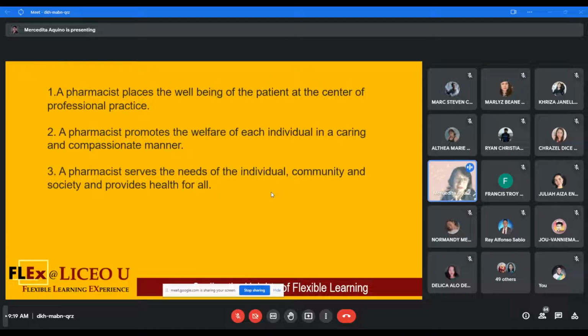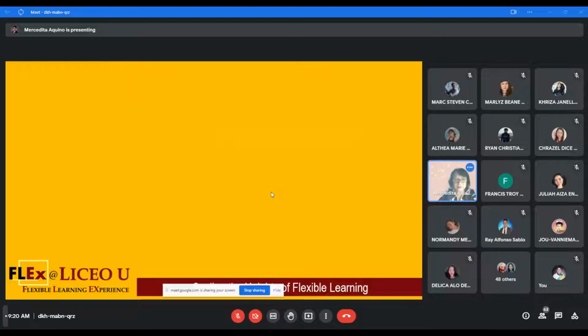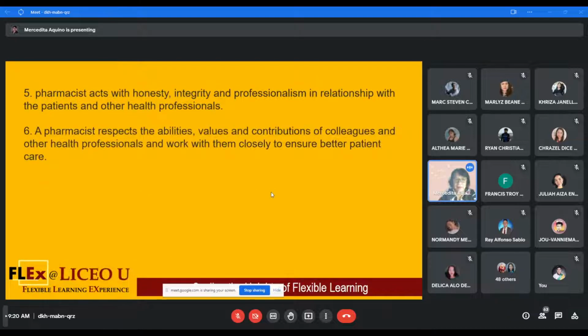Number 3, a pharmacist serves the needs of the individual, community, and society and provides health for all. Number 4, a pharmacist respects the rights of patients and upholds confidentiality of patients' records. Number 5, a pharmacist acts with honesty, integrity, and professionalism in relation with the patients and other health professionals. Number 6, a pharmacist respects the abilities, values, and contributions of colleagues and other health professionals and works with them closely to ensure better patient care.